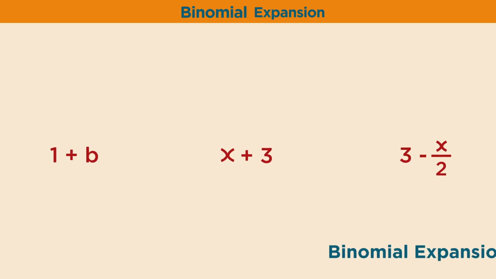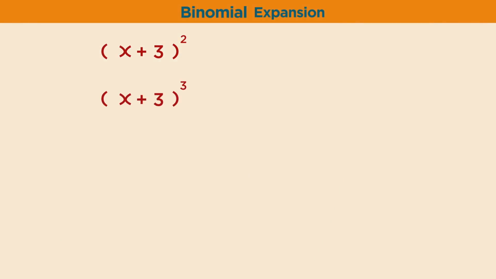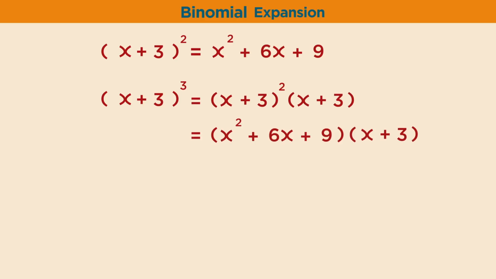To find out, let's take a closer look at the binomial of x plus 3 to the second and third power. We know the expansion of x plus 3 squared is x squared plus 6x plus 9, and the expansion of x plus 3 cubed is equivalent to multiplying x plus 3 squared by x plus 3, and this just equals x cubed plus 9x squared plus 27x plus 27.